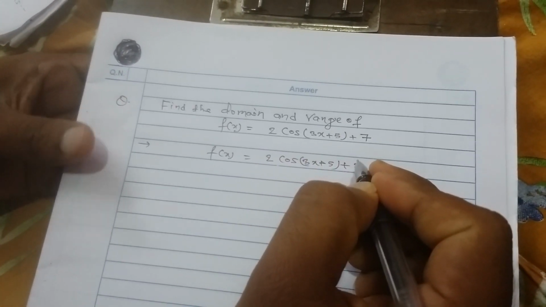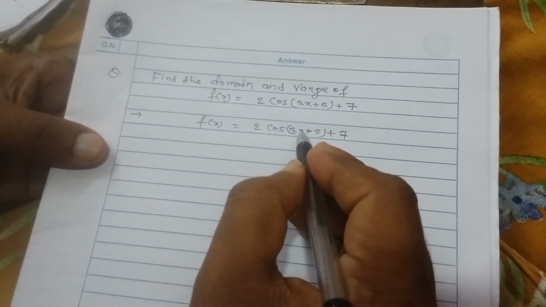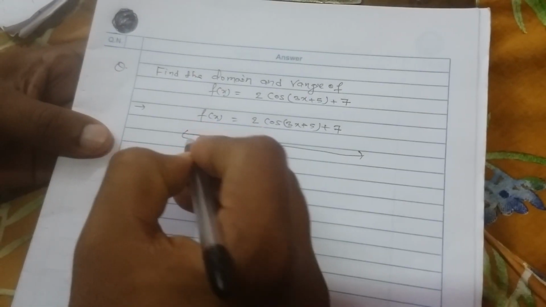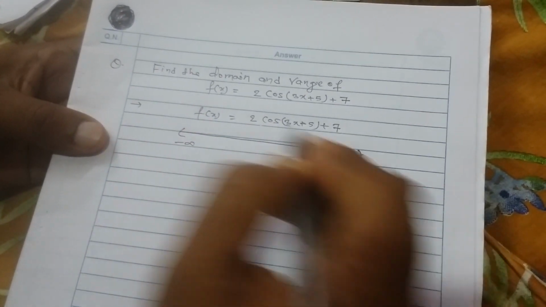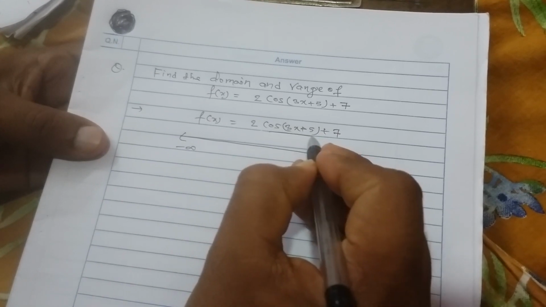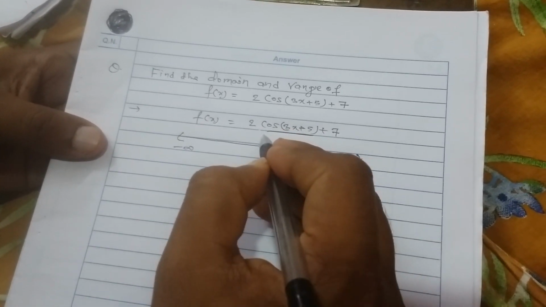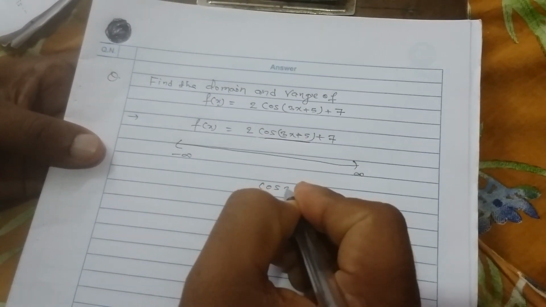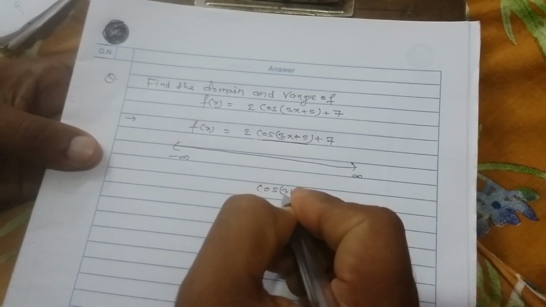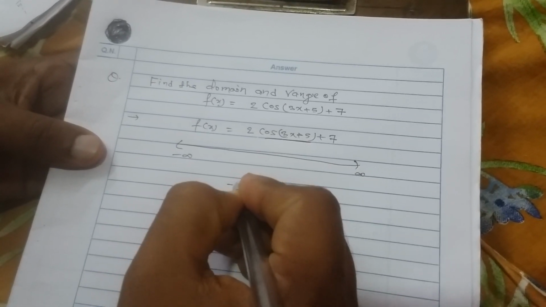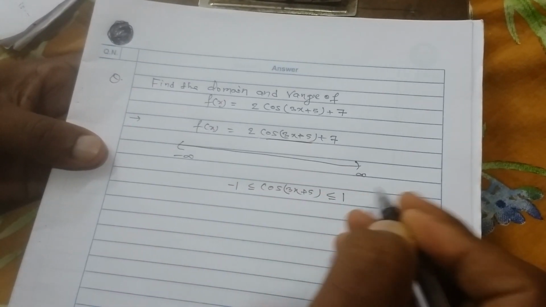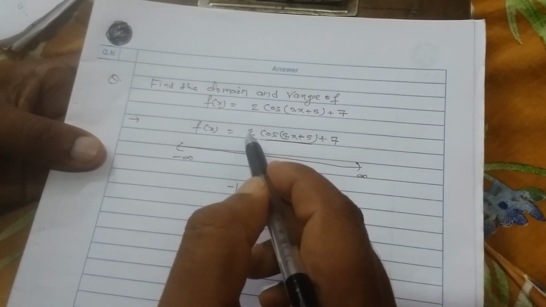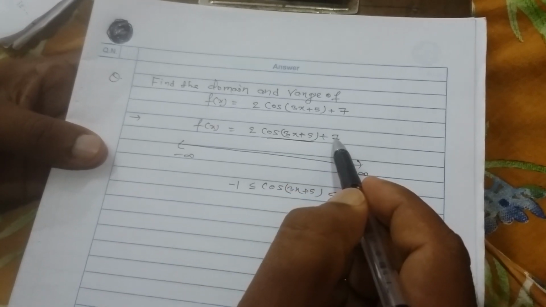First of all, we are going to discuss the domain. If you substitute x equal to any real number from minus infinity to plus infinity, the value of cos(3x + 5) is going to be a finite number from minus 1 to 1. Since this is a finite number, multiplying by 2 is again a finite number, and plus 7 is again a finite number.